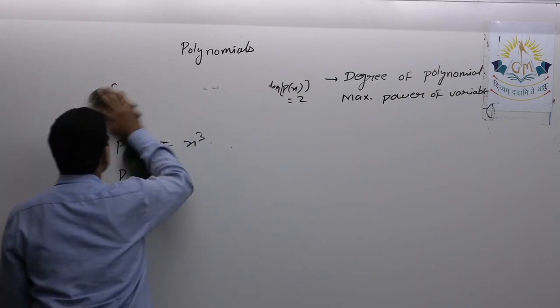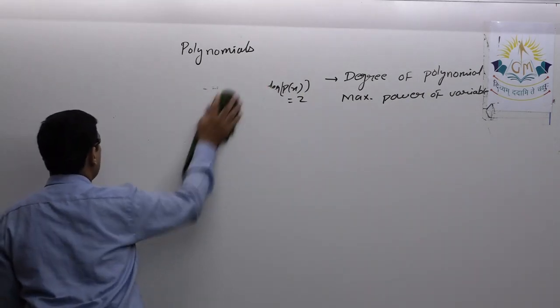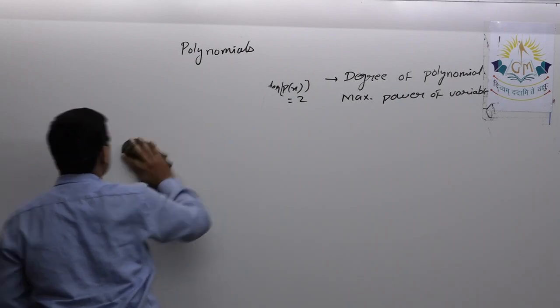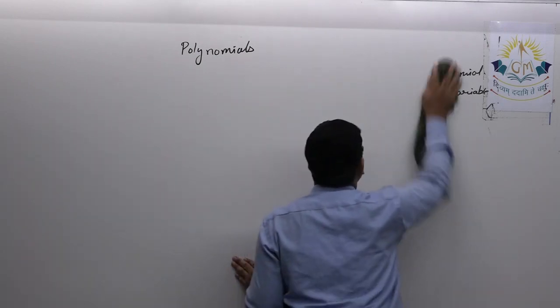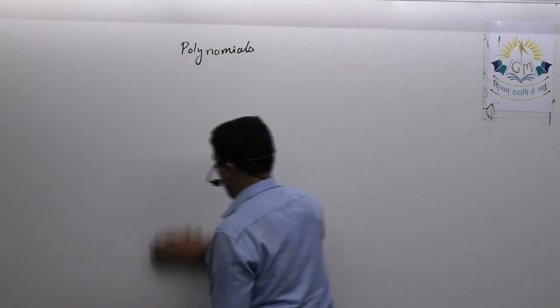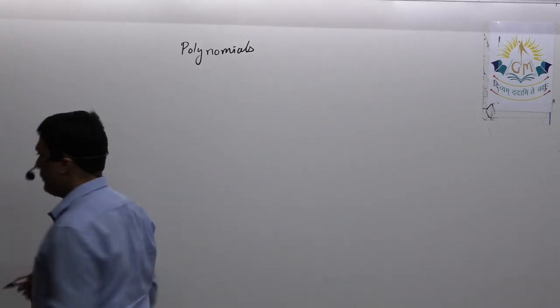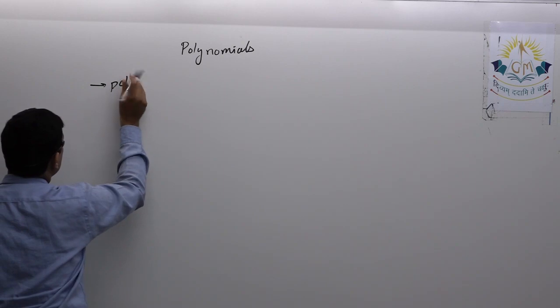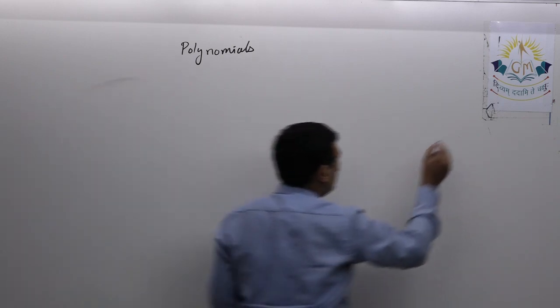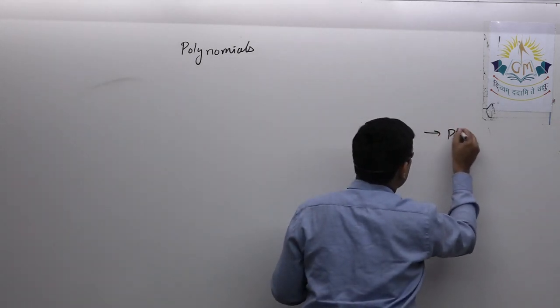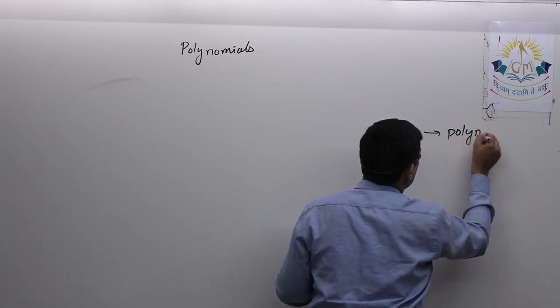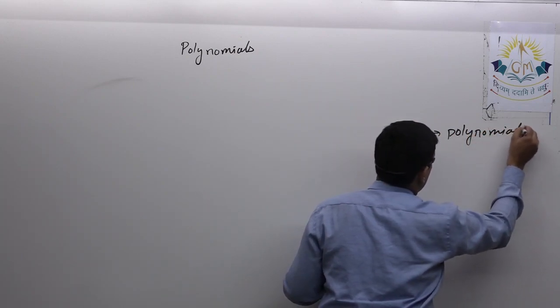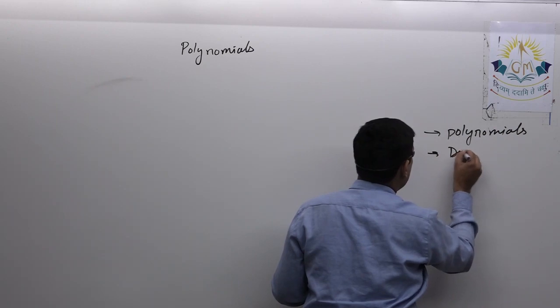Now next we will see the classification of polynomials. That means we'll see the types of polynomials. Classification of polynomials. So first we saw polynomials, let me write over here, that is the basic definition. Then the degree of polynomial.